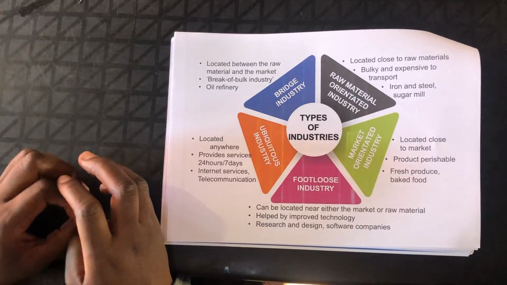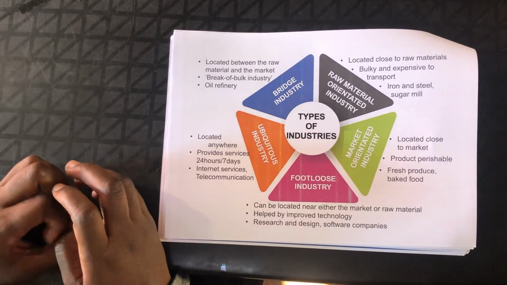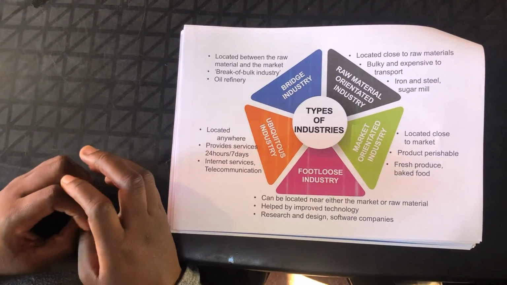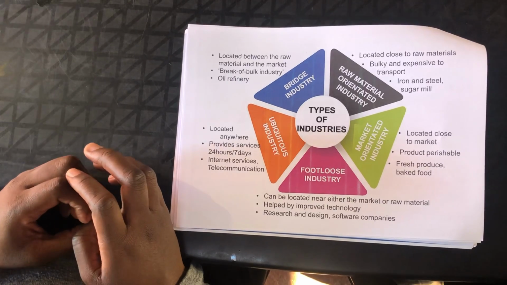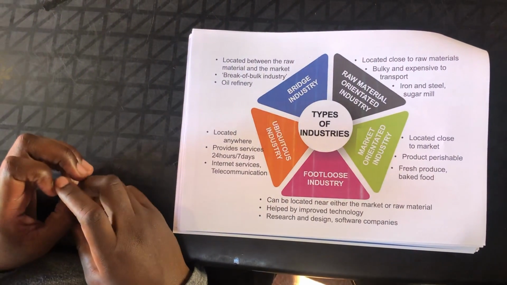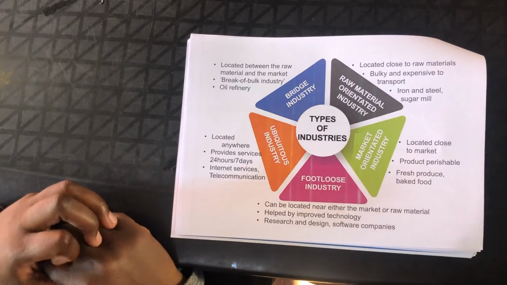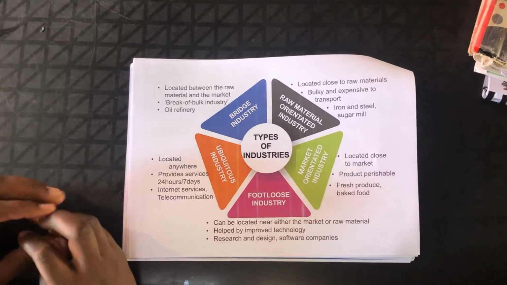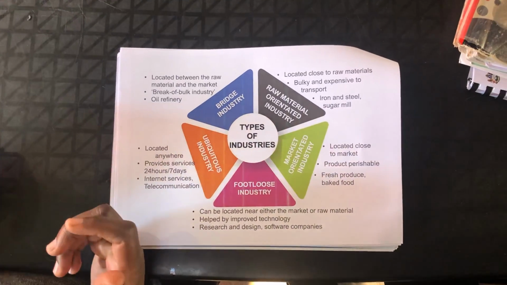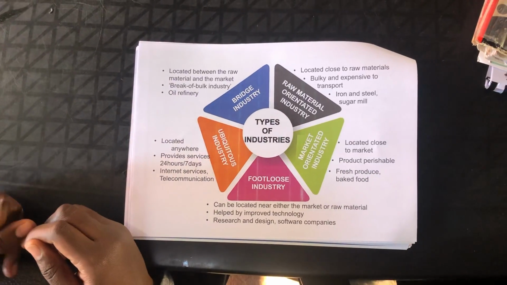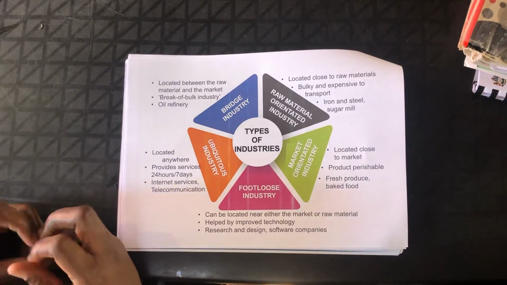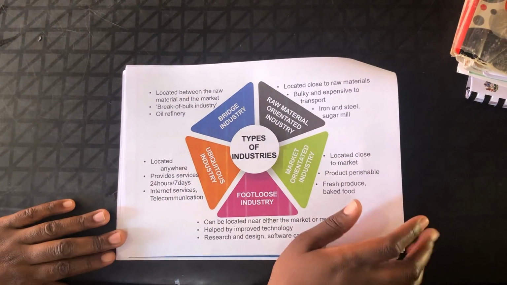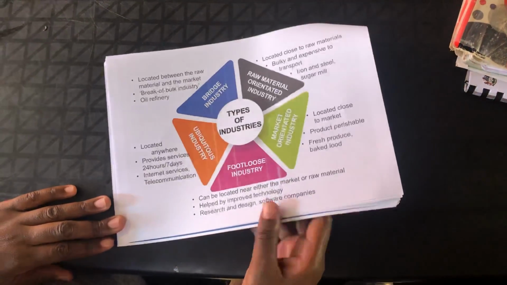Market-oriented industries are usually close to markets. And why? Because most of the products that are produced are perishable goods, like bakeries. And lastly, raw material-oriented industries are close to raw materials. Why? Because they are bulky and expensive to transport. For example, iron and steel and sugar mills, they are usually raw material industries. So they are located where the raw material is. For example, like sugar, you cannot transport sugar cane for it to be processed. It might be costly to you. It is better to just make sure you manufacture it at the farm there, and then you transport the packets of sugar from one point to another.